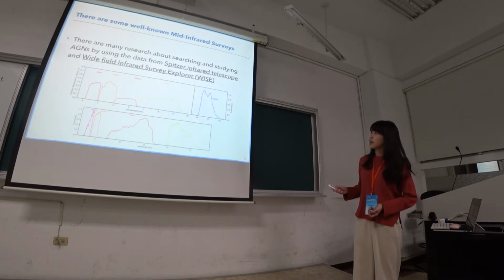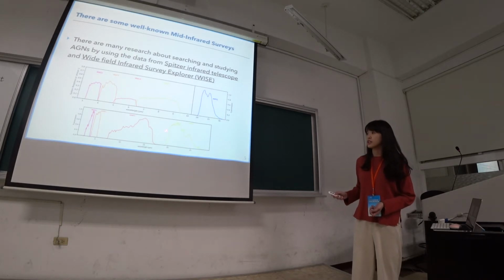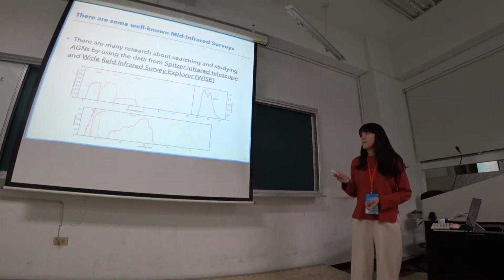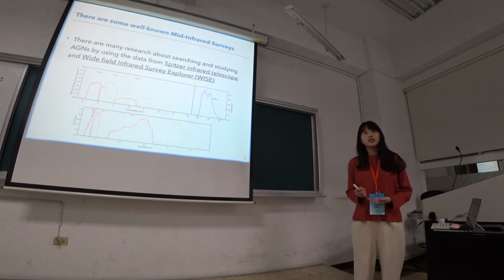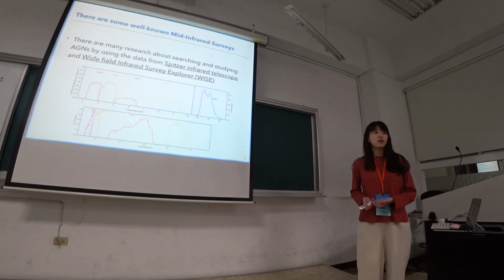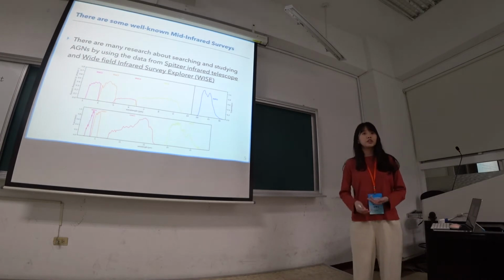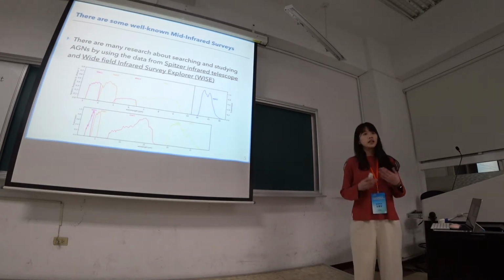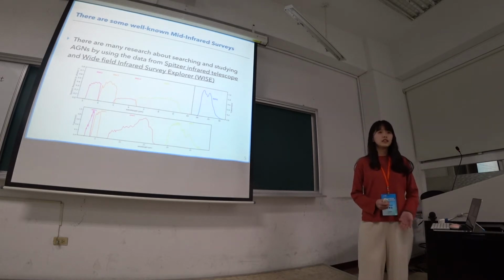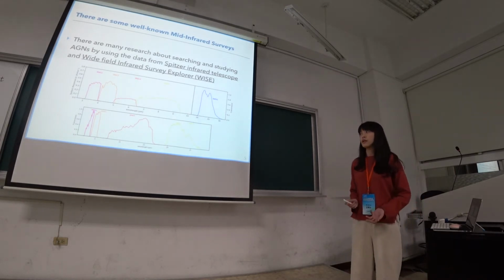However, we can see that in Spitzer IRAC and MIPS, there is a gap between the filters. Also in WISE, there are gaps. This makes AGN classification more difficult, because if the features of the source are located in these gaps, then we are not able to tell whether this is an AGN or a star-forming galaxy.